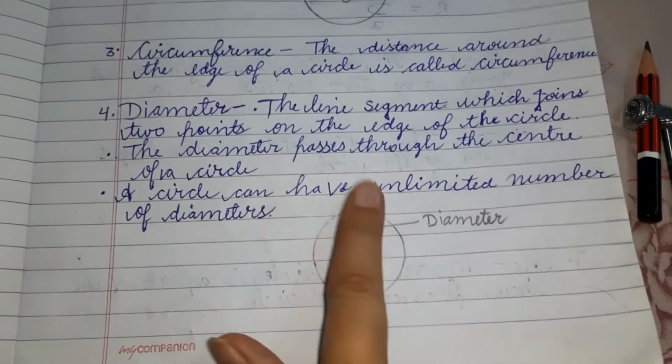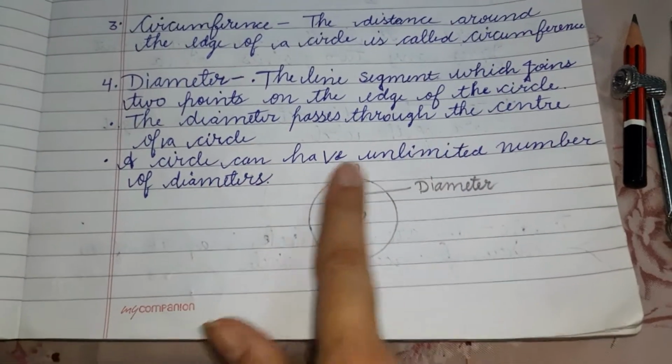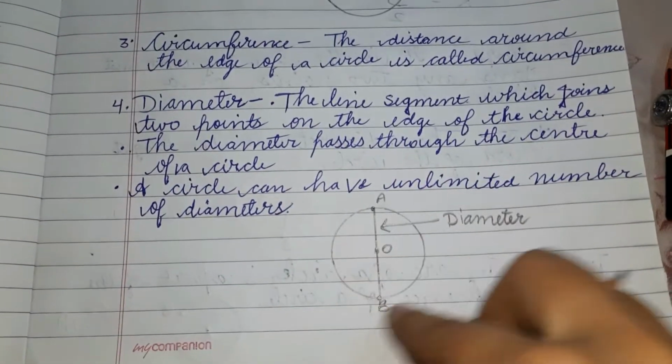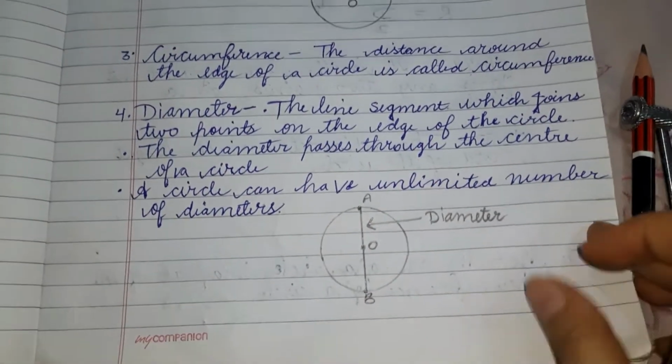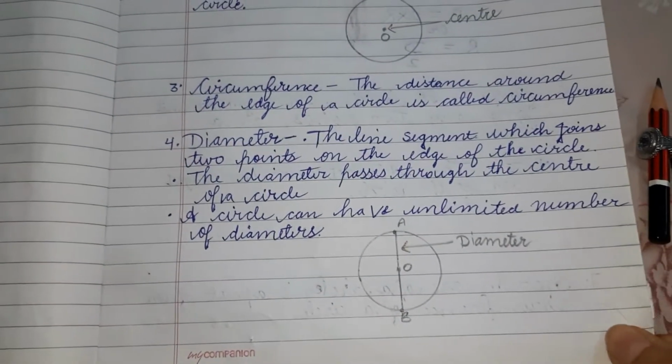A circle can have unlimited number of diameters. Unlimited means a circle can have any number of diameters. The number of diameters are not fixed in a circle. I hope you have understood. Let's move ahead.